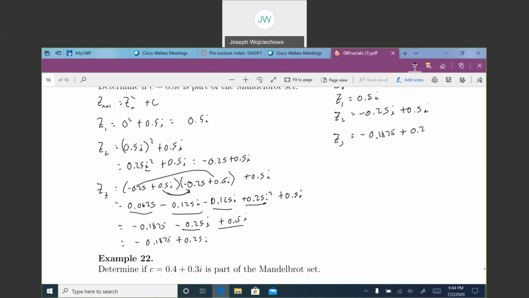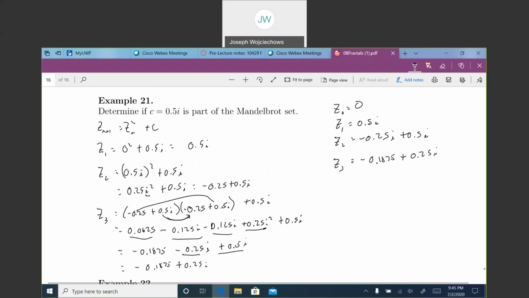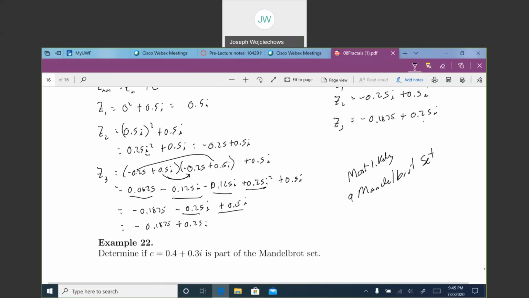And you can see what's happening. We're getting closer and closer to the origin. So I'm going to go with most likely in the set, since the calculation is getting smaller.